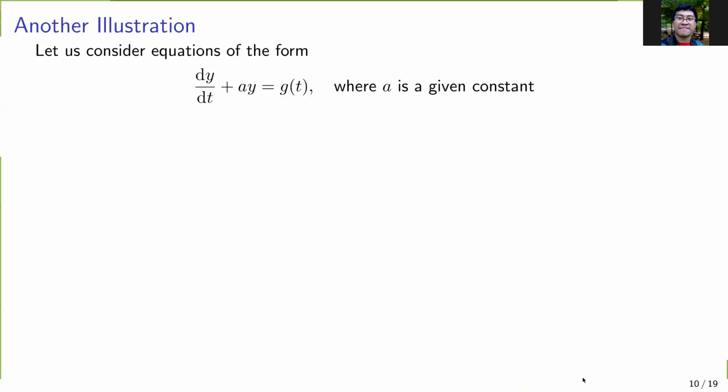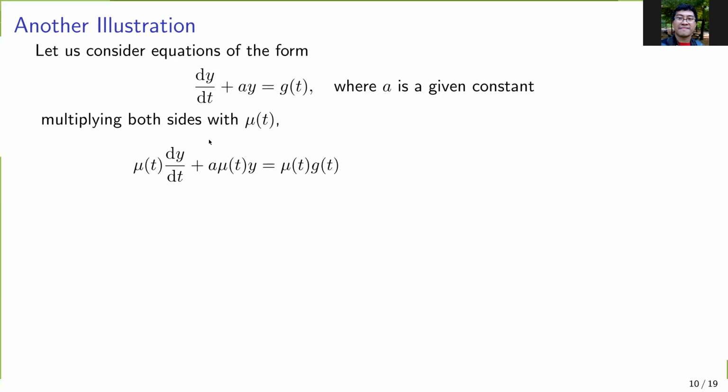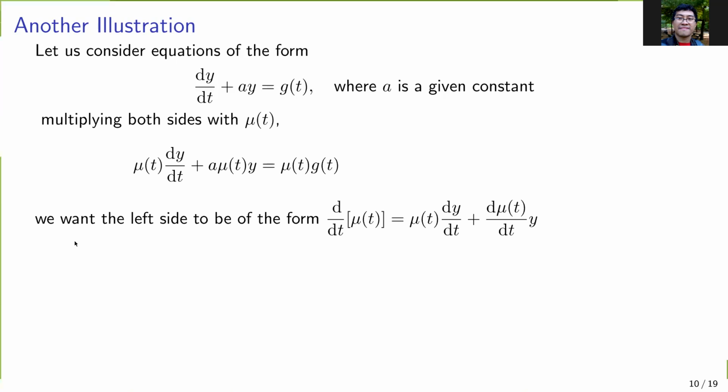Let's have another illustration. This time it's a little bit general, in a sense that we have a general expression g and a function or a constant we call a. We multiply both sides by mu, and we're using our method of writing the left side as the derivative of mu times y, so there's a missing y over here. Okay, so that we get mu(t) dy/dt plus d mu(t)/dt times y.